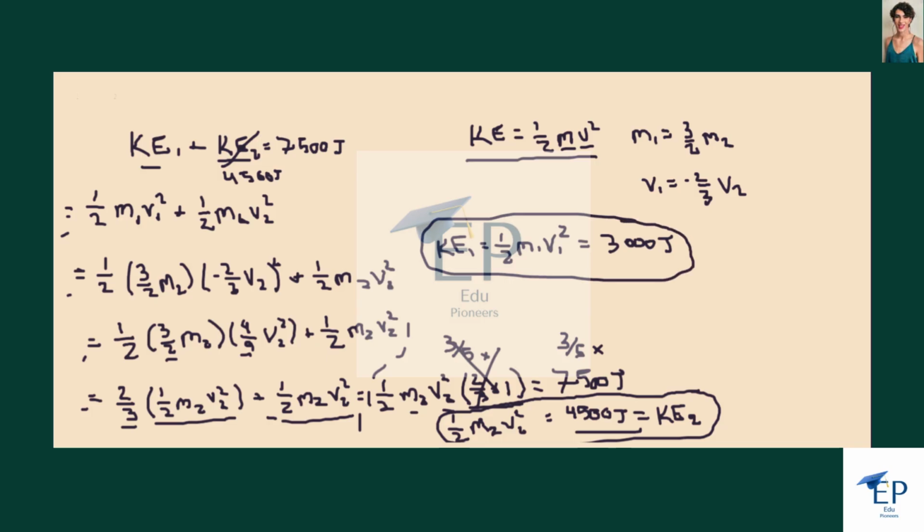So we have a particle initially at rest. There's no kinetic energy. It decays into two pieces. The first piece has a kinetic energy of 3,000 joules. The second has a kinetic energy of 4,500 joules. And that is the solution to the problem.